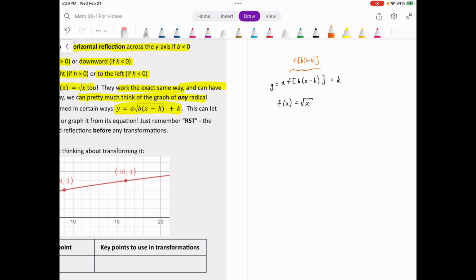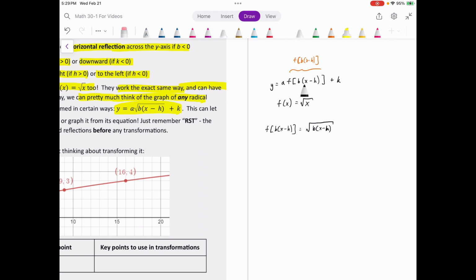So let's just do that for our f(x) = √x. What's f(b(x − h))? Well, if our f(x) is √x, that just means we've got √(b(x − h)). See what I mean? All we've done is apply these general instructions for transforming any f(x) to this specific one we're now thinking about, y = √x. So again, f(b(x − h)) means replace x with b(x − h) in the function you're trying to transform. It was √x, now it's √(b(x − h)).